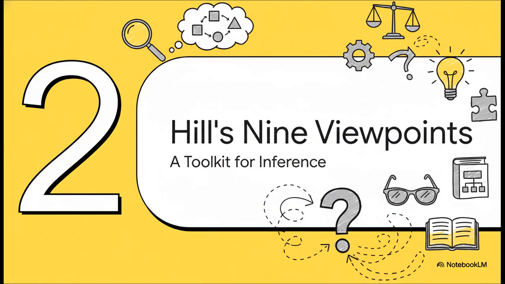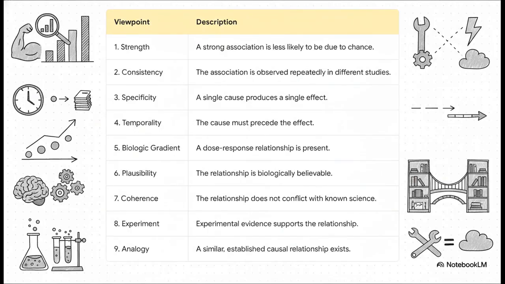So back in 1965, Hill came up with this set of 9 considerations to help us think through this exact problem. And what's so important, right from the get-go, is the language he used. He called them viewpoints. He didn't call them a checklist or rules, and that was 100% on purpose. He gave us a toolkit for thinking, not a rigid set of instructions to just blindly follow. And here they are, the whole shebang: strength, consistency, specificity, temporality, biologic gradient, plausibility, coherence, experiment, and analogy.